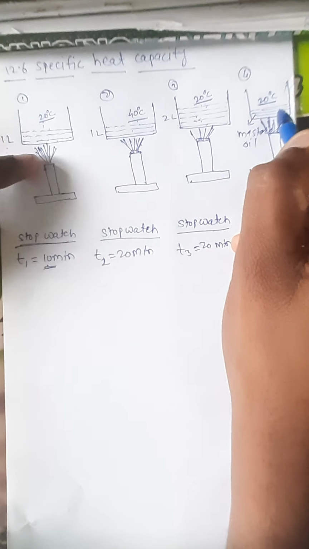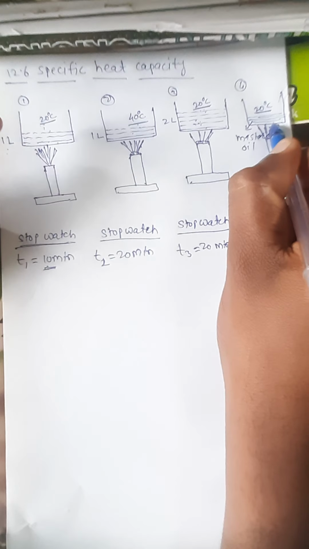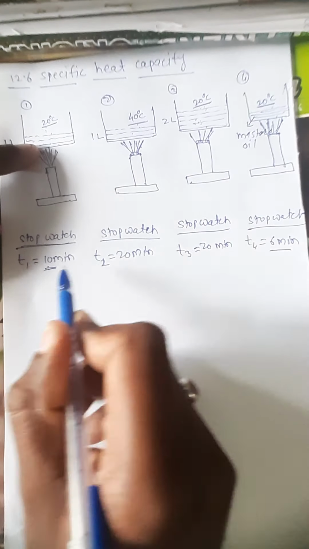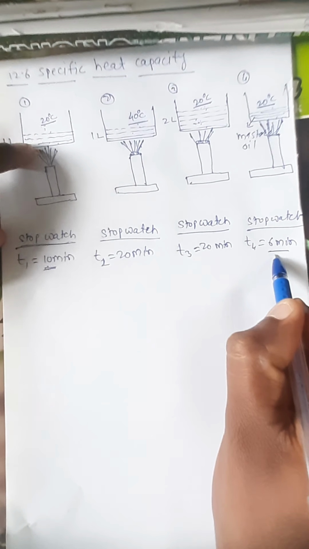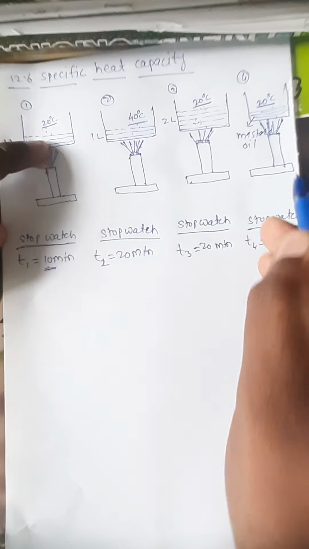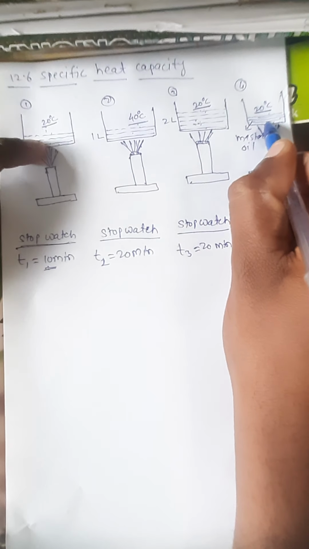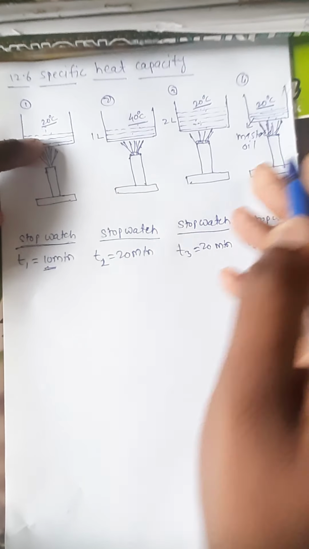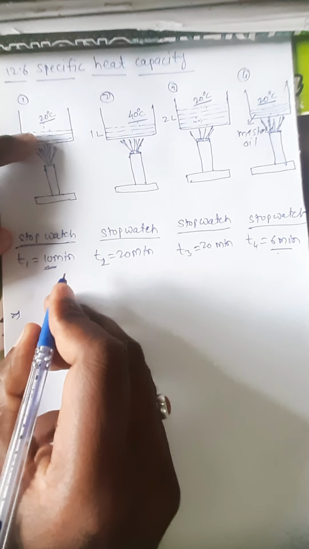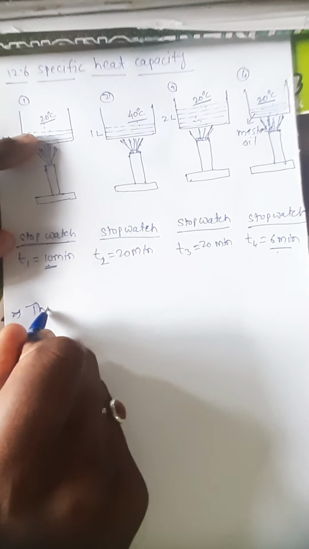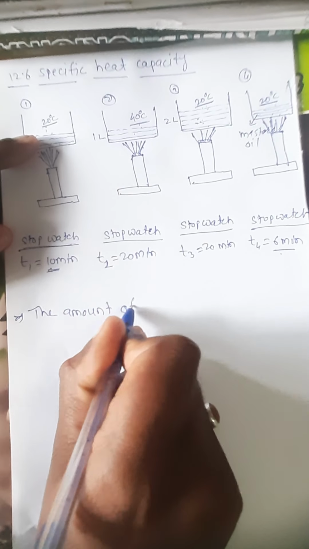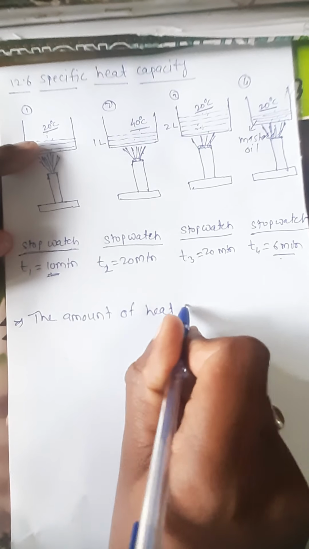In the first case and the fourth case the amount is the same and the change in temperature is the same, but the time required is different, because the amount of heat depends upon the nature of the substance. Here is water, here is mustard oil. Therefore the amount of heat required is different.